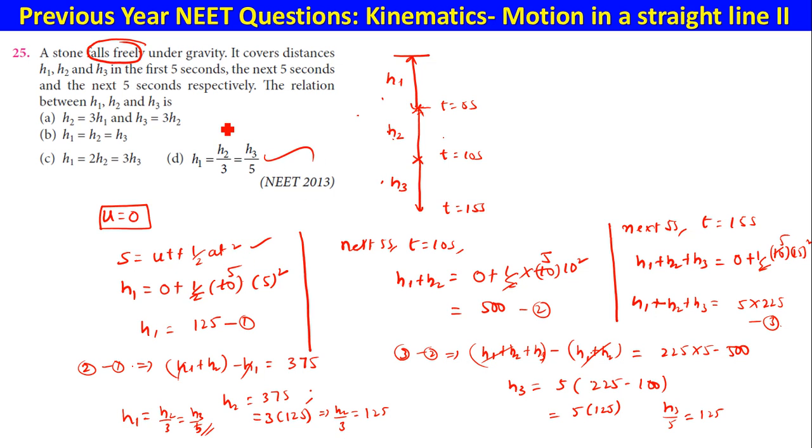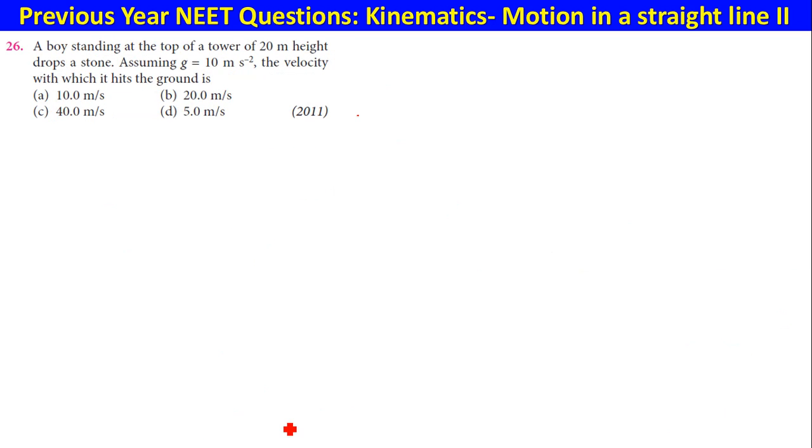Clear? Yes. Next, a boy standing at the top of a tower of 20 meters height drops a stone. So dropping a stone means you have to take initial velocity as 0, and the height of the tower is, let us say, h is equal to 20 meters. Now assuming g is equal to 10 meter per second square, find the velocity with which it hits the ground.